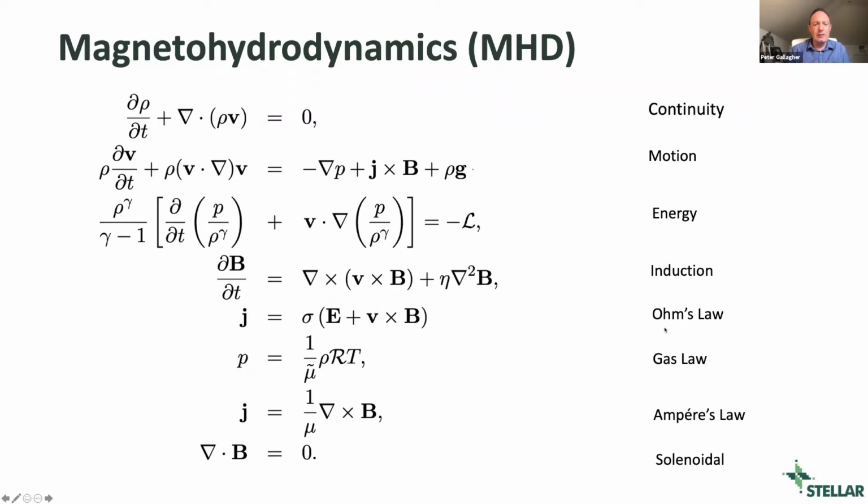And then there's Ohm's law, and Ohm's law really in this context is interesting because it really takes the motion, the dynamics, and couples it to the magnetic field and the electric field and gives you a current. So in many cases we let J equal zero, and we look at current-free situations. You can then solve the gas law. There are a number of ways of dealing with your equation of state. Just given an ideal gas law here. And then there's Ampere's law as well, which relates curl B to the current. And then finally, div B equals 0, the solenoidal condition.